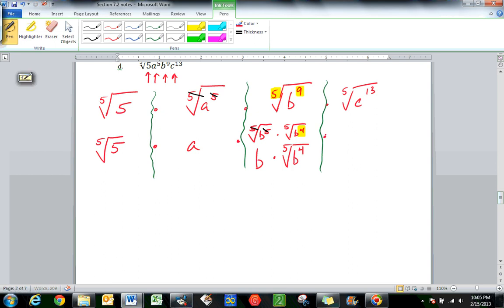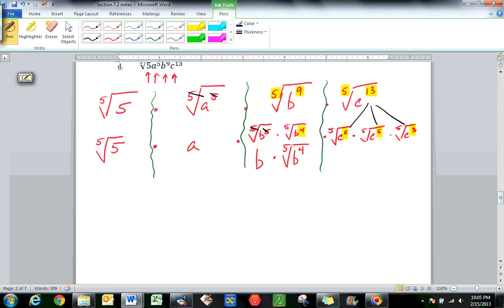Now I'm going to deal with the c terms, and you can see again, fifth root, power of 13. There's a lot of c's underneath there. So I'm going to start off by taking out 5 of them, and then that leaves me with 8 more. So I can take out 5 more, and of course that leaves me with 3 more. What you've got to recognize is that each of these powers, the 5, the 5, and the 3, all should add up to that 13.